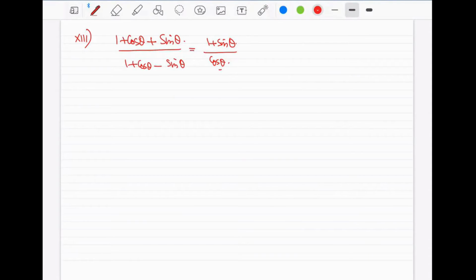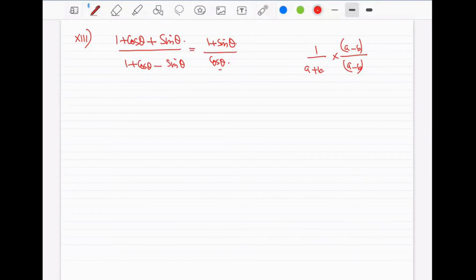So rationalization, we had something like this, 1 by a plus b. If we have it like this, then you have to multiply by a minus b, a minus b in the numerator and denominator. One concept you need to remember is this.